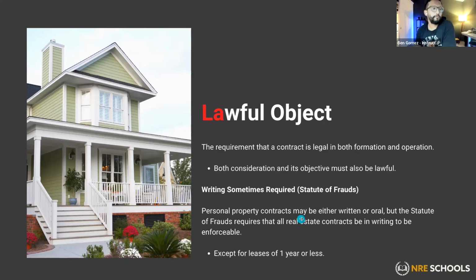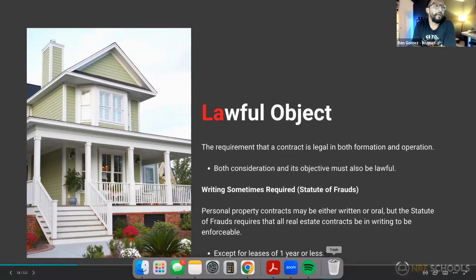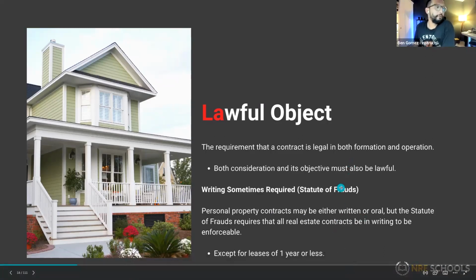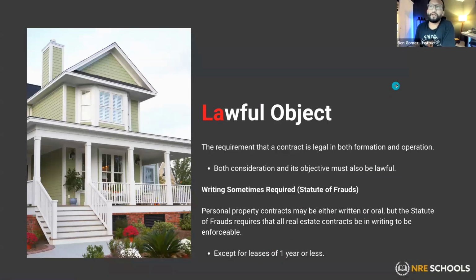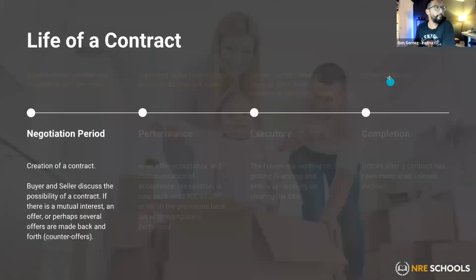Personal property contracts may be either written or oral, except for one: leases of 1 year or less. So let's talk about the life of a contract, at the beginning, middle, and end.